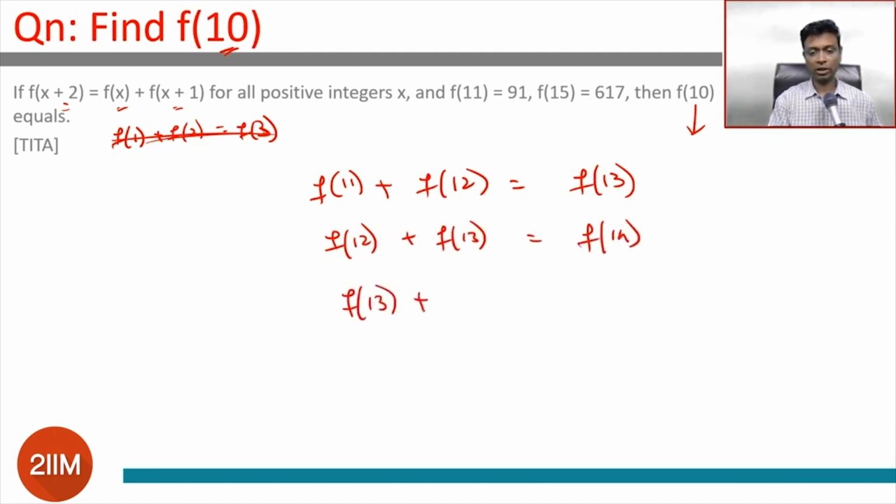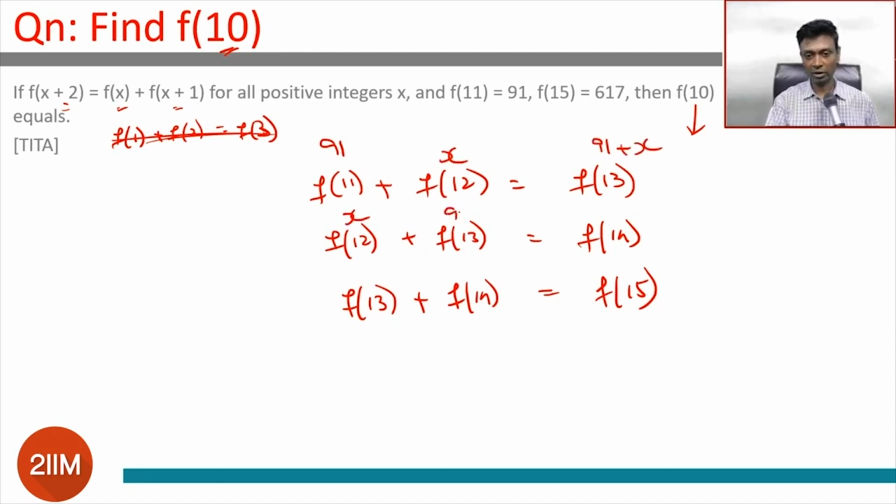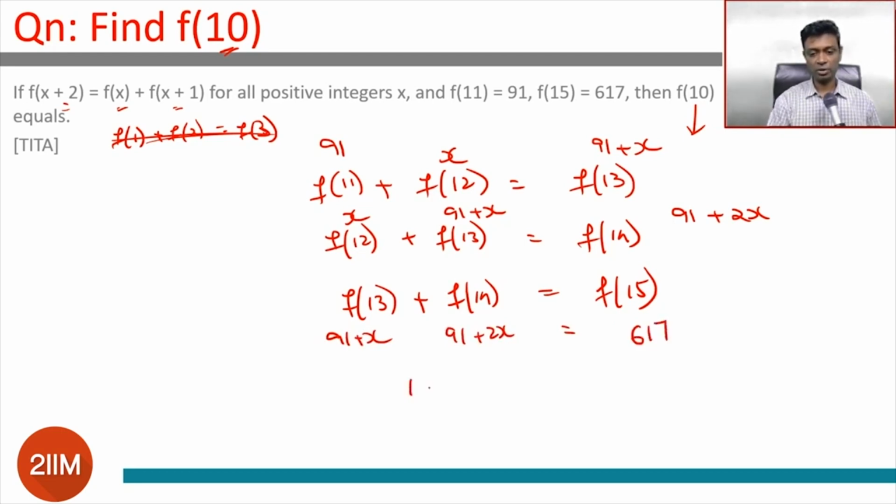f of 13 plus f of 14 equals f of 15. We know this is 91. Let's say this is x. This will be 91 plus x. This is x. This is 91 plus x. This is 91 plus 2x. This is 91 plus x. This is 91 plus 2x. It adds up to 617. Or 91 plus 91, 182, plus 3x is 617.